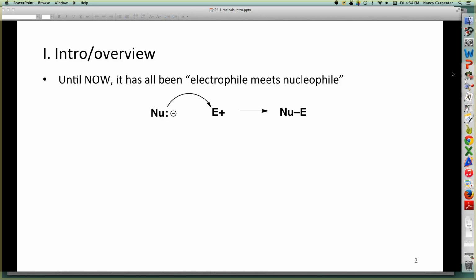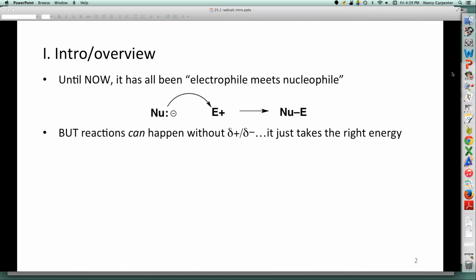An electron-rich, maybe anionic nucleophile seeks out an electron-poor electrophile, and the two electrons join and make a bond right there, and that's chemistry. But what if you don't have an anion and a cation, or even a delta positive and a delta negative? Maybe it's not polar at all. Reactions can still happen.